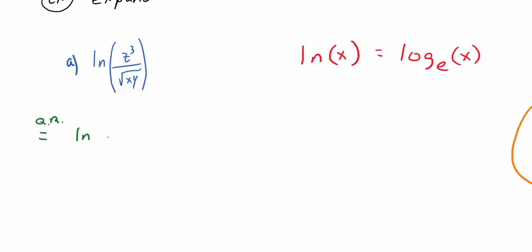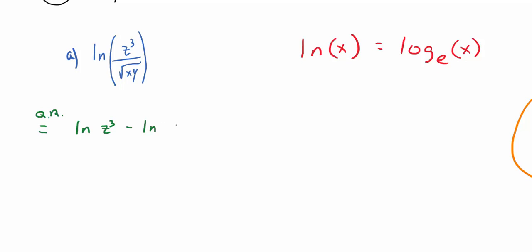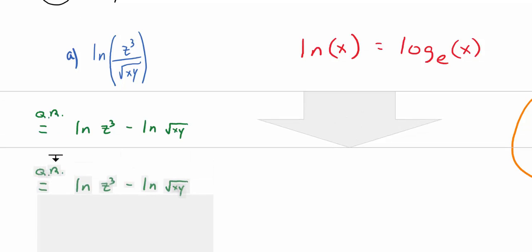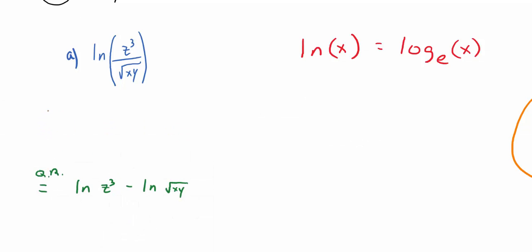Natural log of z cubed minus ln, not 1 over, but just square root of x times y, right? Does everybody see that? Compare that with the generic form of the quotient rule. What does the generic form of the quotient rule say? It says that log base a of m divided by n is log base a of m minus log base a of n.